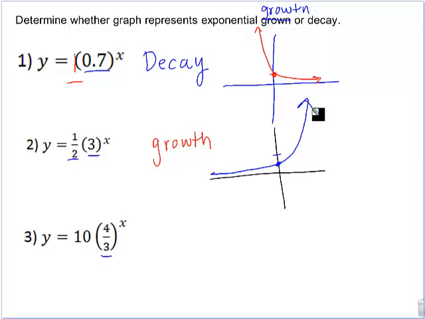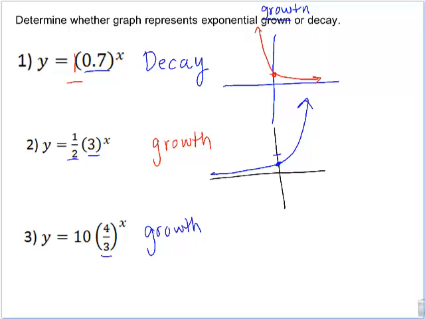I marked 1, and then I just put a little dot in between for a half, because we're just doing quick sketches of them. We're not doing anything exact. So let's see if we can do this third one then. Growth or decay, and then we want to sketch it a little bit. So y equals 10 times 4/3 to the x. It's growth. Now, this one's a little tricky because it's a fraction, right? But it's 4/3, which is greater than 1. So it would have to be growth.